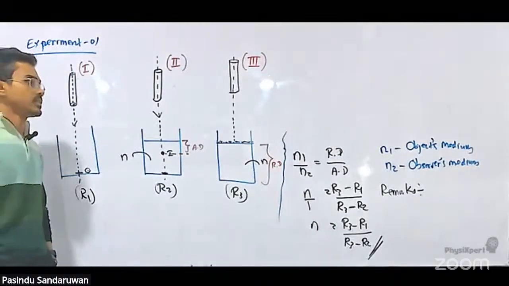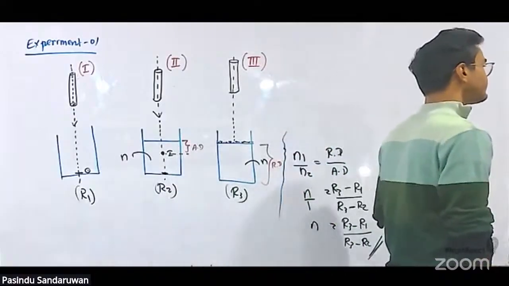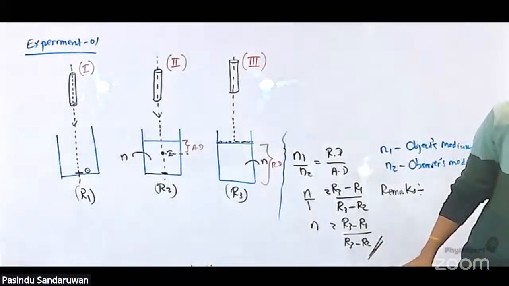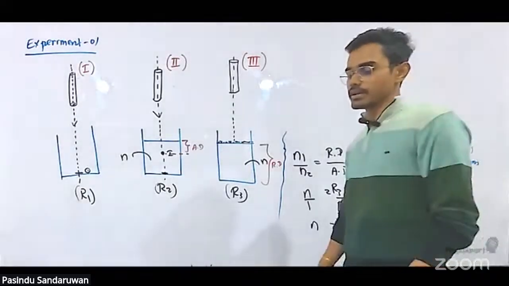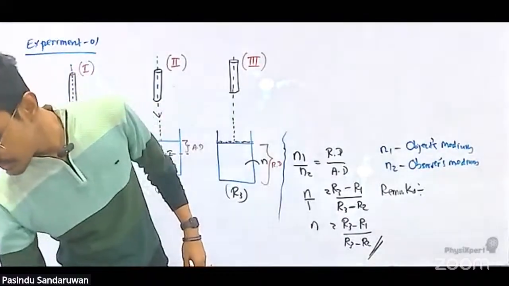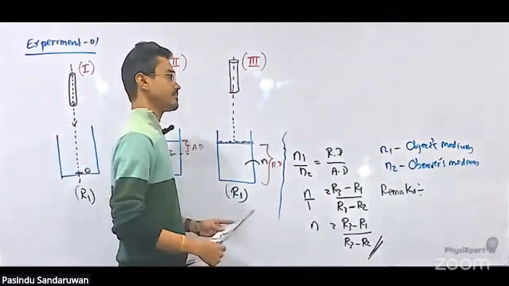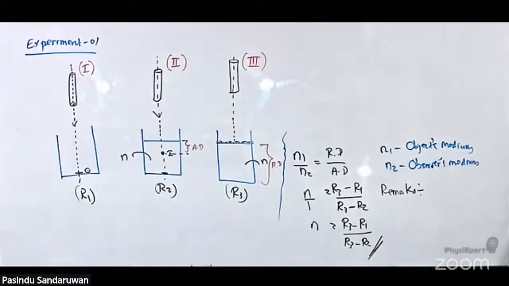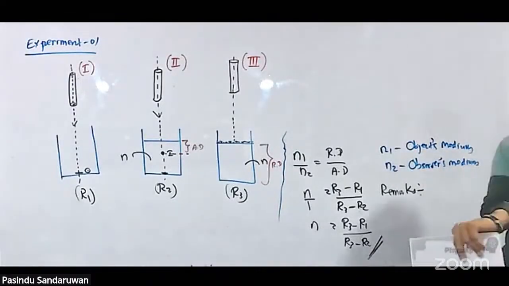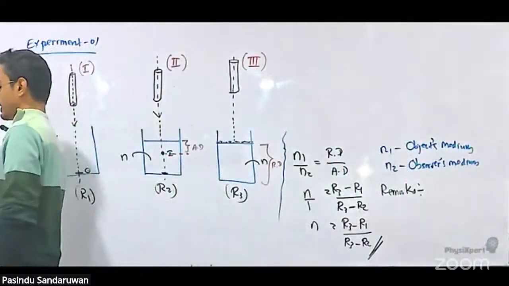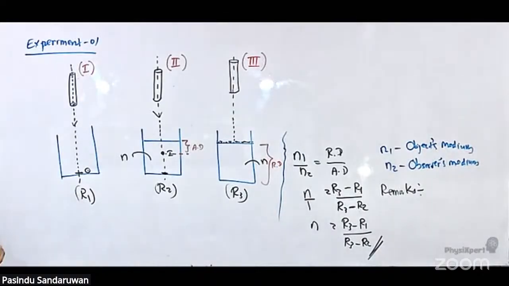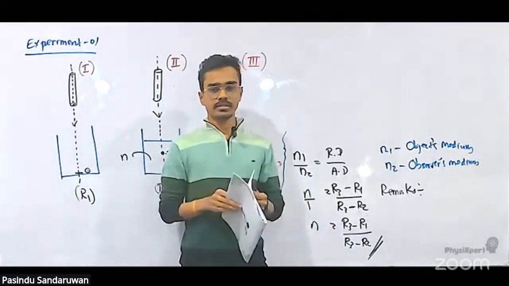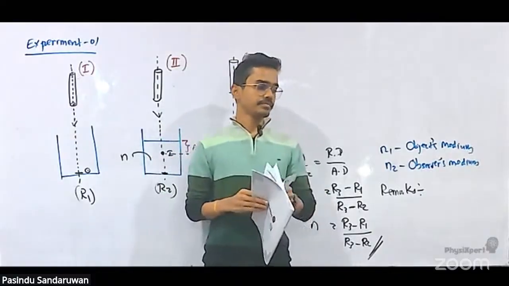Next point: fill the beaker with the required liquid, and observe the image of the optical pin through the liquid, and take the respective reading within brackets, R2.